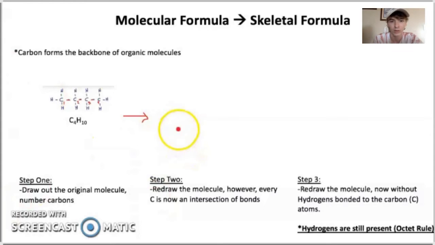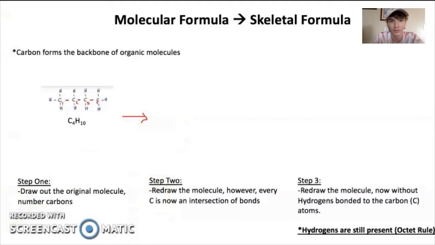Next, we'll redraw the molecule, numbering the 4 carbons again. However, instead of putting carbons in the actual molecule, we will replace the carbons with these intersections, as you see here. I've numbered these intersections to show you what stands for the actual carbon.